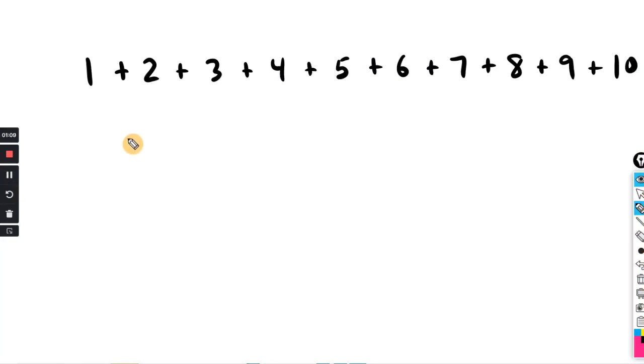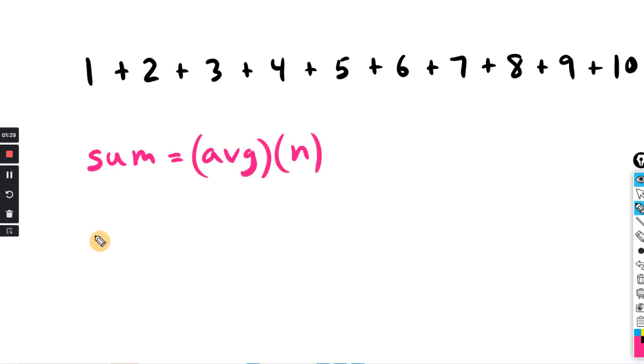So, for example, let's say you wanted to add the numbers 1 through 10. It would be pretty tedious to add each number. So what you can do for the sum is find the average and then multiply that times n, the number of terms.